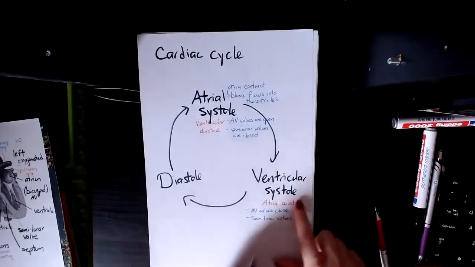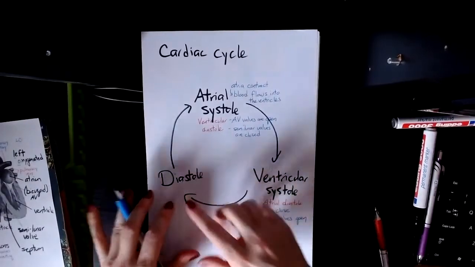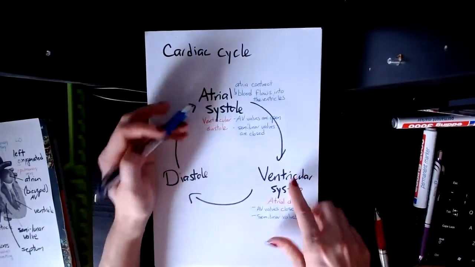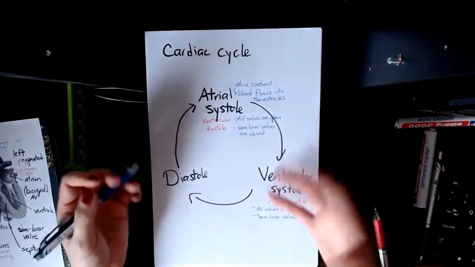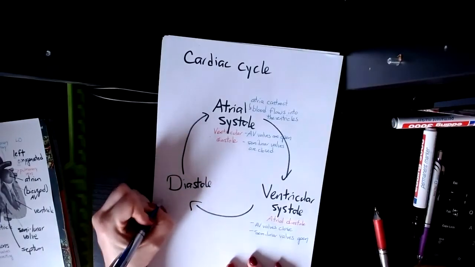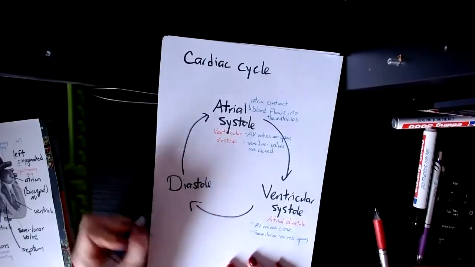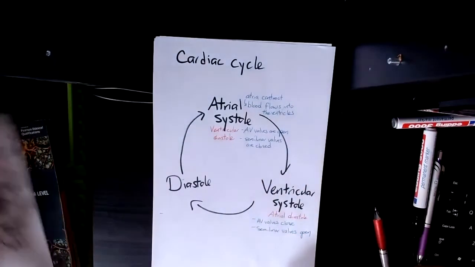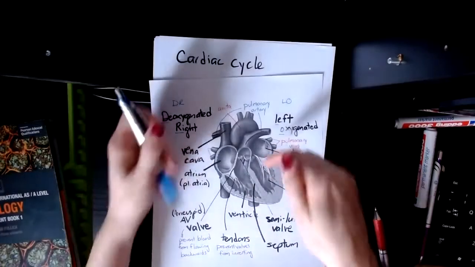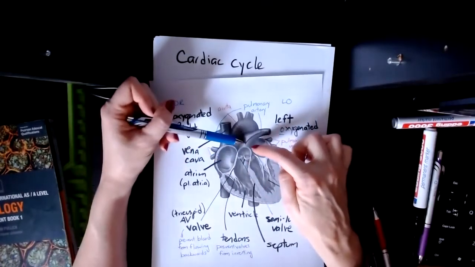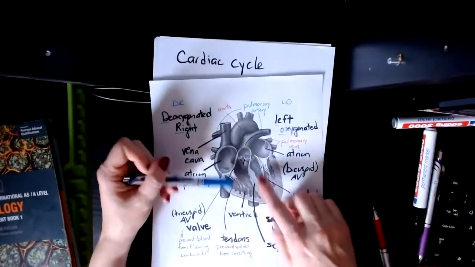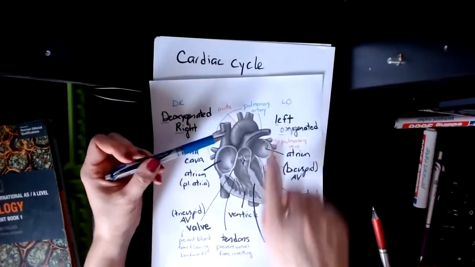Okay, so that's your ventricular systole, and then diastole is when neither the atria nor the ventricles are contracting. The whole heart is relaxed. During this time, the semilunar valves close, because if the whole heart relaxes and these are not closed, the blood would just go right back into the ventricles rather than moving through the arteries.